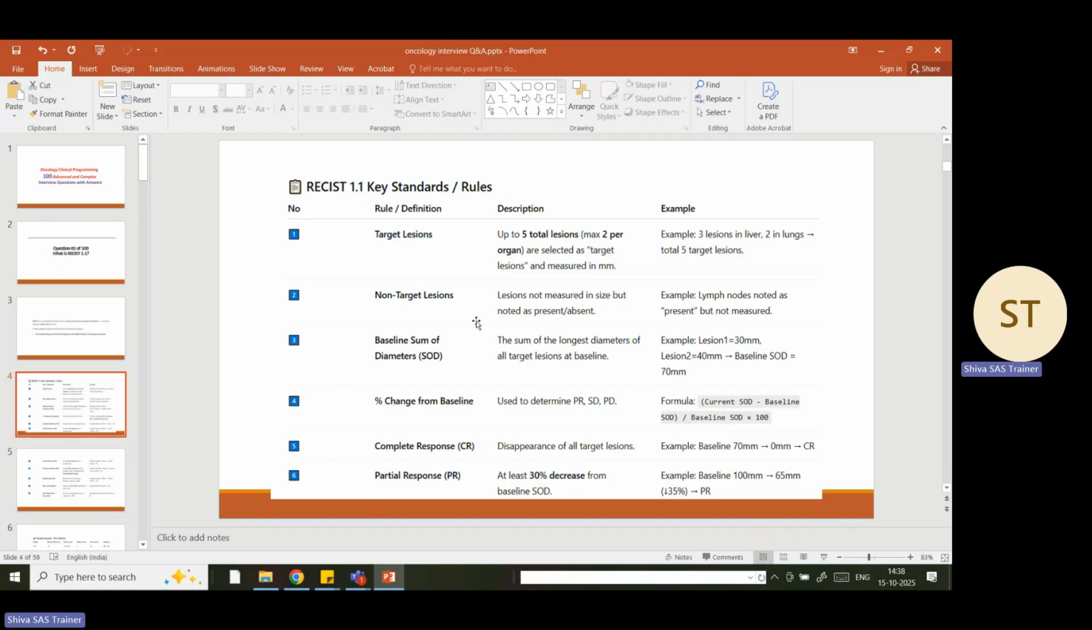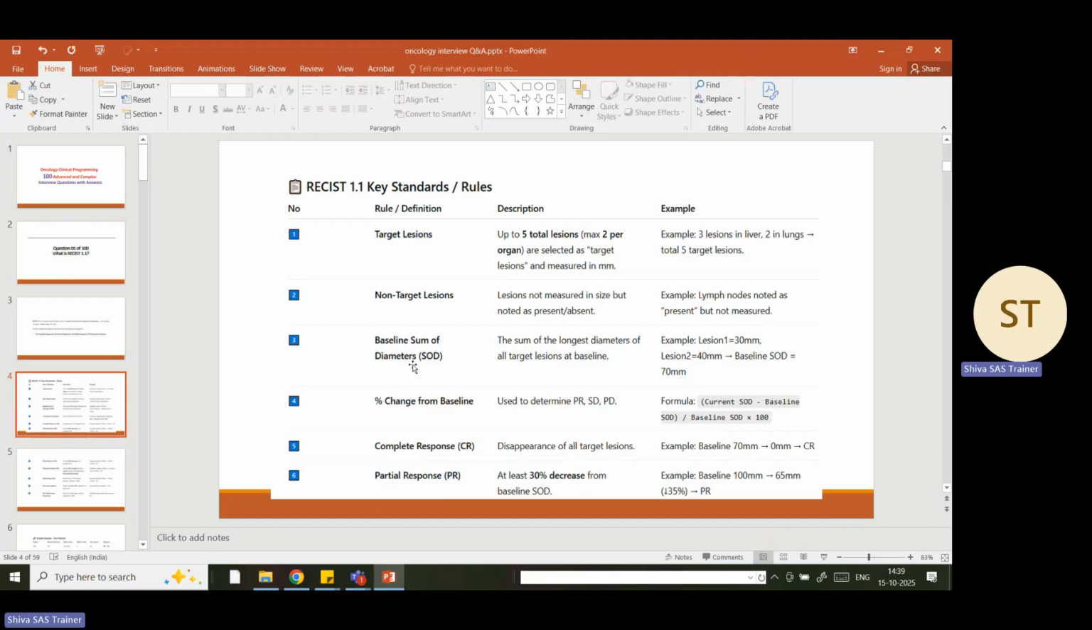Non-target lesions are not measured in size. For example, the disease is there in the blood, or in some specific or sensitive space of the body organs, like inside the heart. We can't measure it, but we can tell whether it is present or not. Lymph nodes are present but not measured. Similarly, in WBC cells and some other cells, the tumors are present but we cannot measure them.